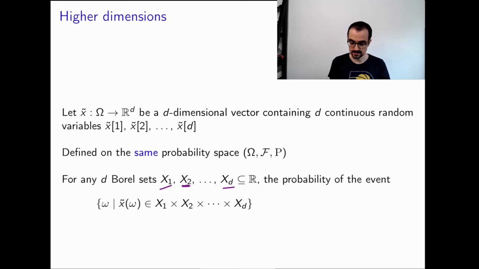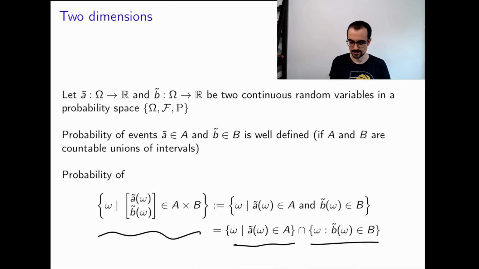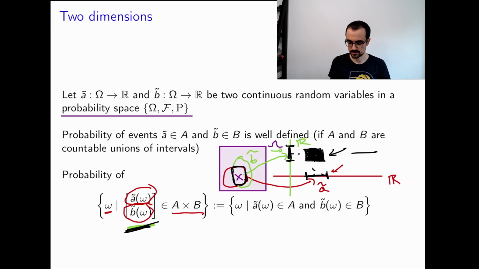We can consider the event that each entry is in each one of these Borel sets, so you're within a hyper rectangle if the Borel sets are intervals, or you're in a union, intersection, etc. of hyper rectangles. These are just multidimensional generalizations of the rectangle that we drew back here. Okay, this rectangle there.